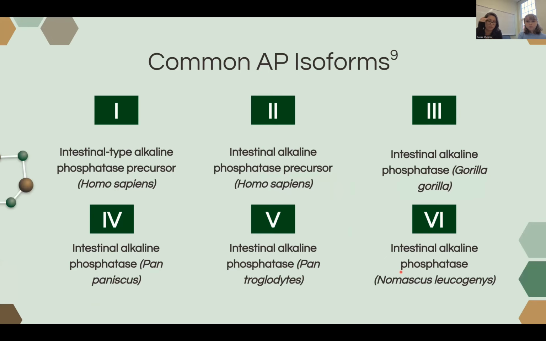So there are many types of common AP isoforms, which, using BLAST again, we were able to see which proteins have the most nucleotides that are similar. The first two are still found in humans. The third one is found in gorillas. And then the last three are found in different types of organisms that are very similar to monkeys.